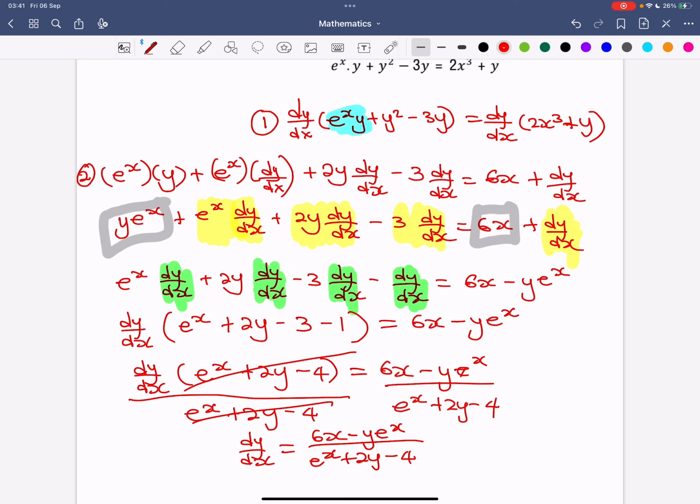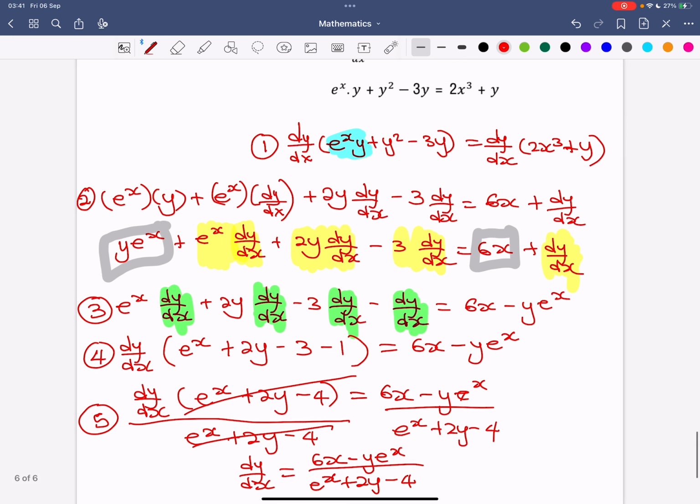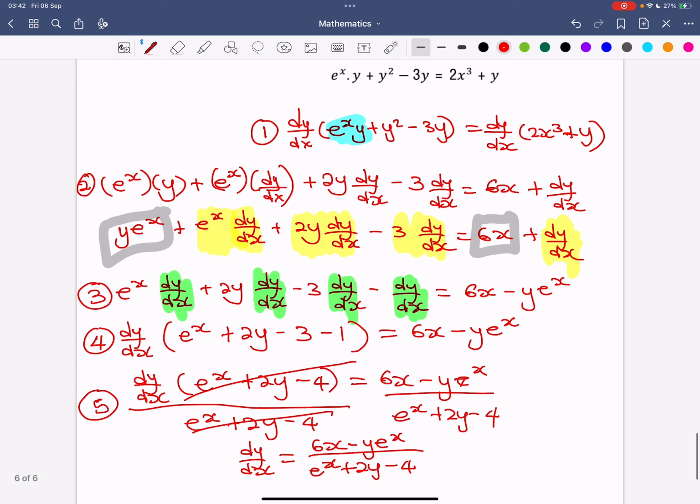Step number three, put everything with dy over dx on one side. Step number four, take dy over dx as a common factor. And step number five, make dy over dx the subject of the formula. All right, so that's how you approach implicit problems. I hope you follow these steps and it helps you to get your implicit questions correct.